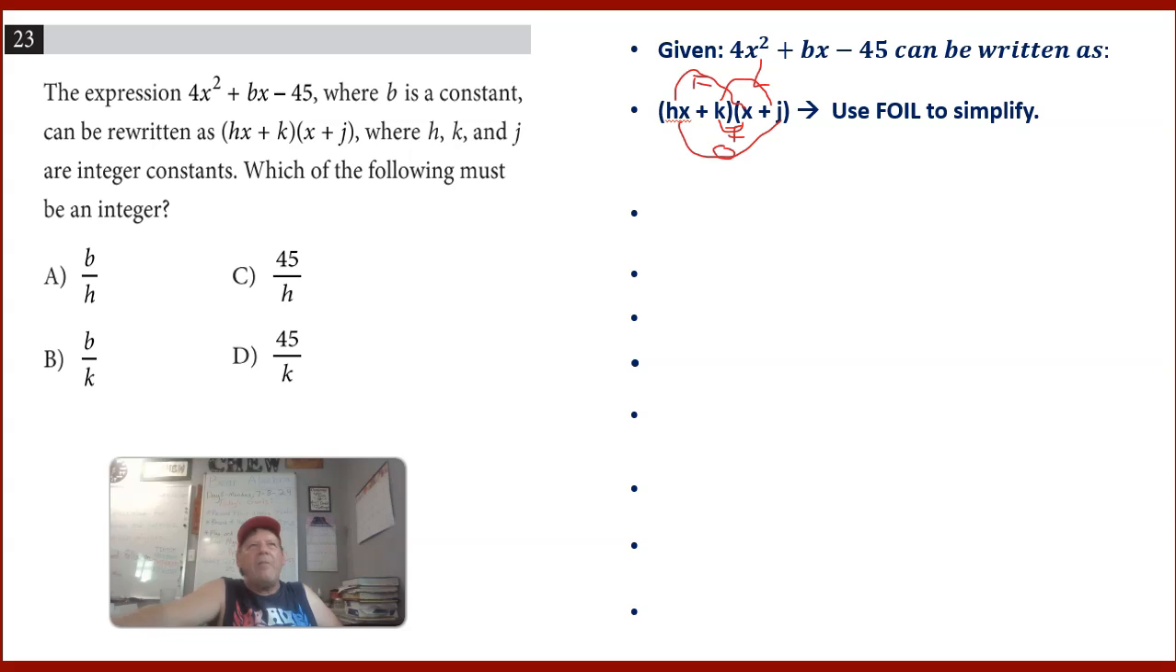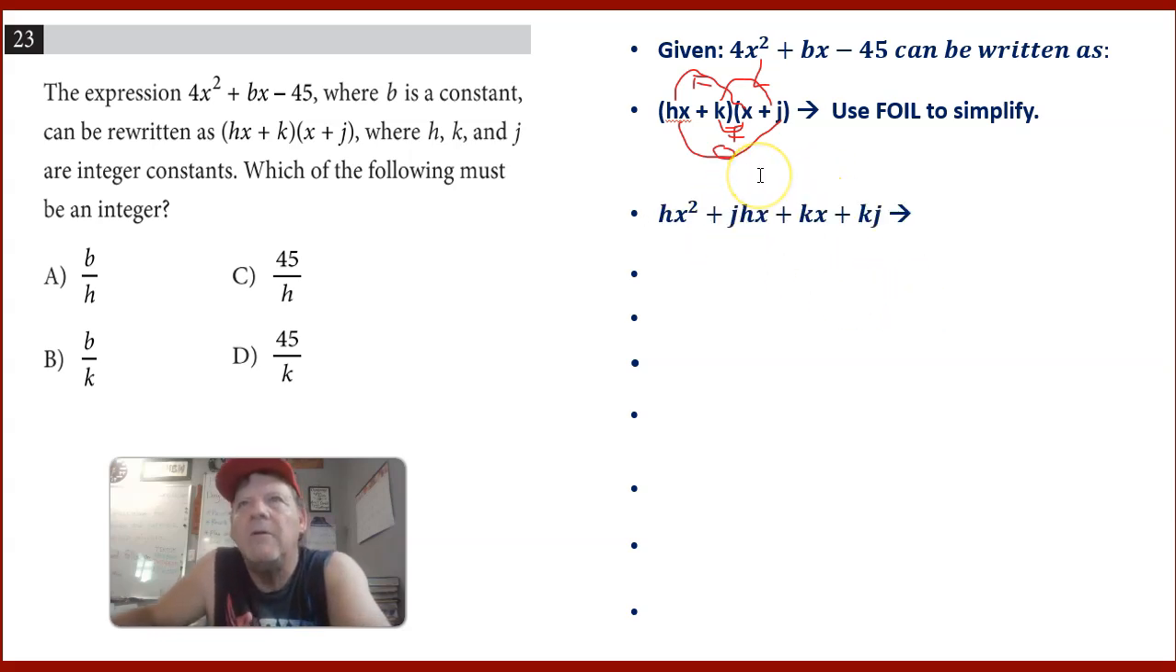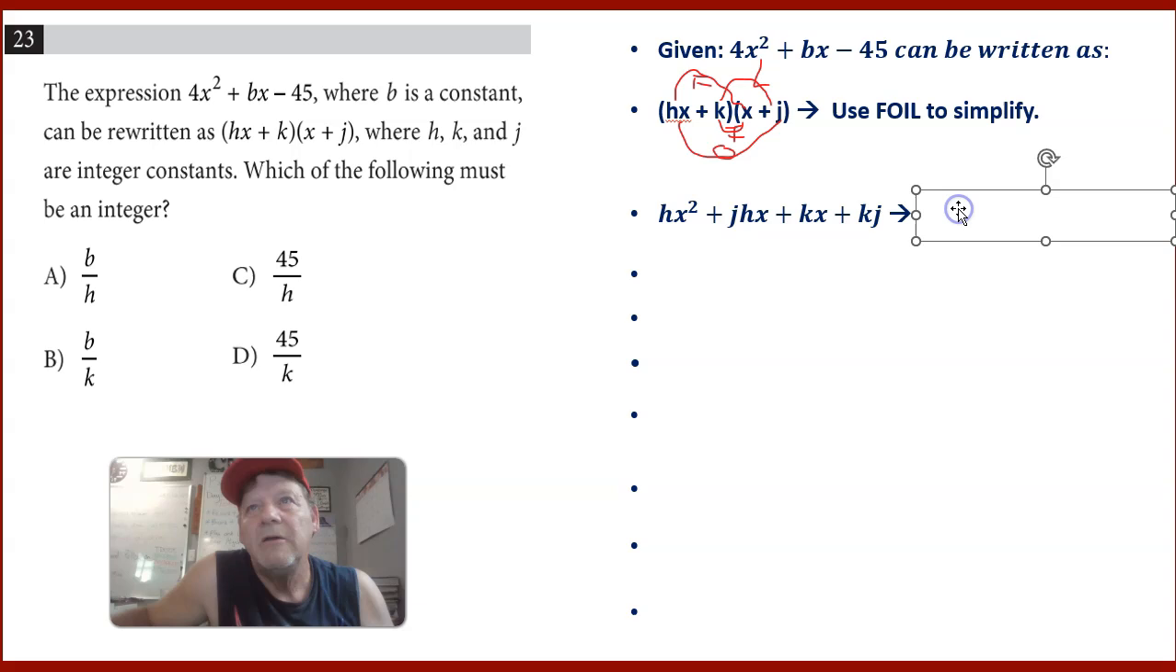Now you're saying, yeah, but what is that? Well, I'll go through each one now. So your first, hx times x, is hx squared. hx times j is jhx. k times x is kx. And k times j is kj.